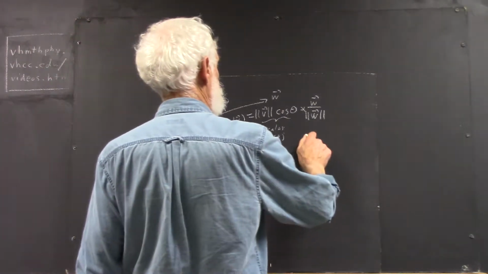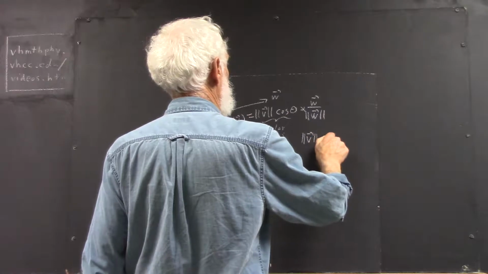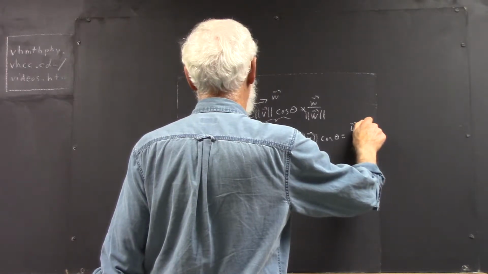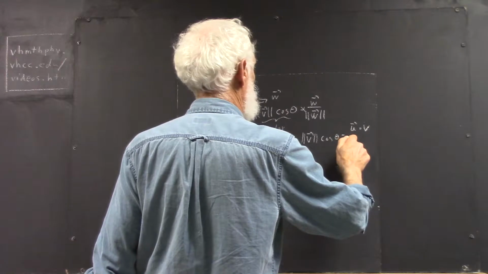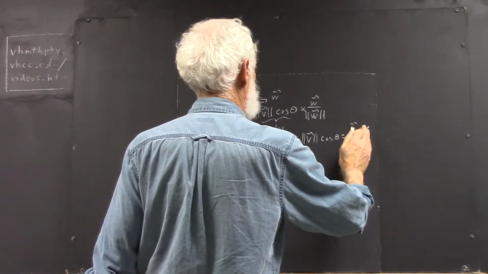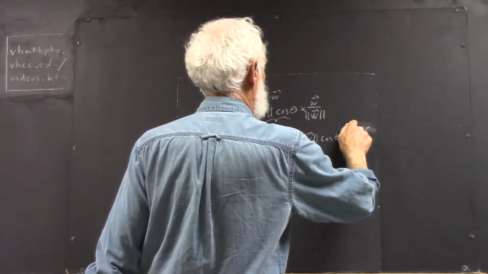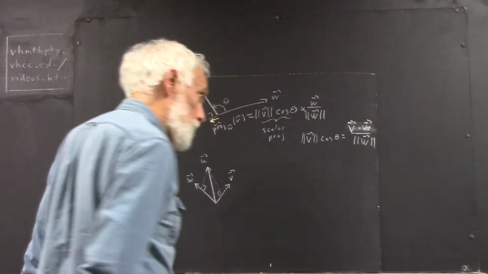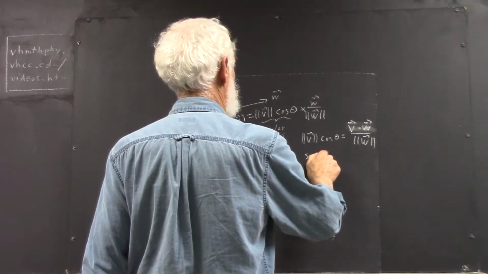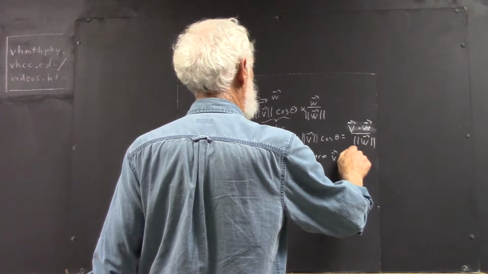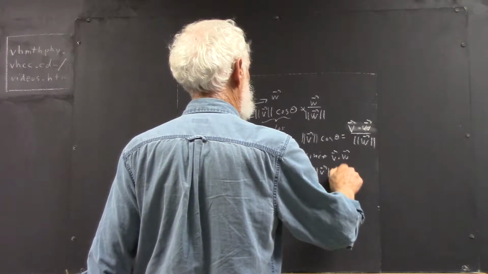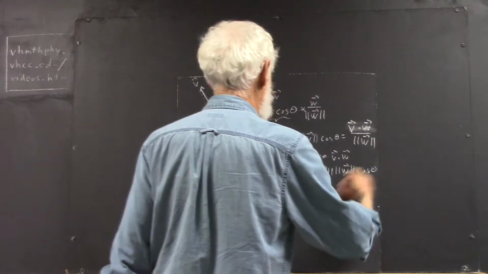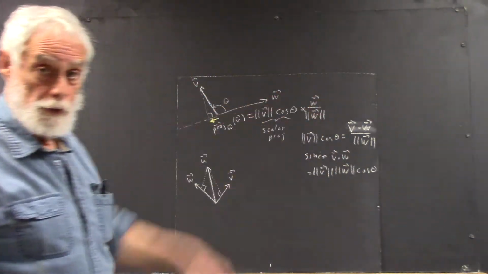And also, just to remind you, magnitude of V cosine theta equals V dot W over magnitude of W, since V dot W is magnitude of V, magnitude of W, times the cosine of theta. We need to understand all these relationships.